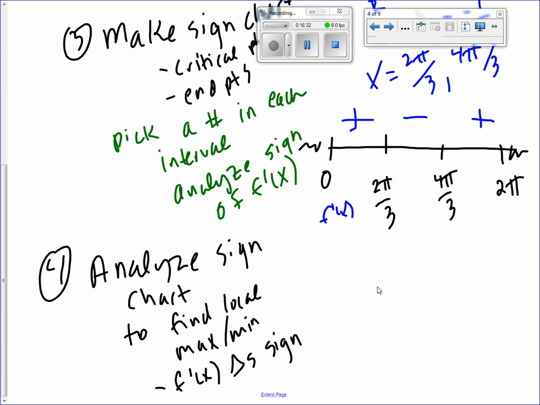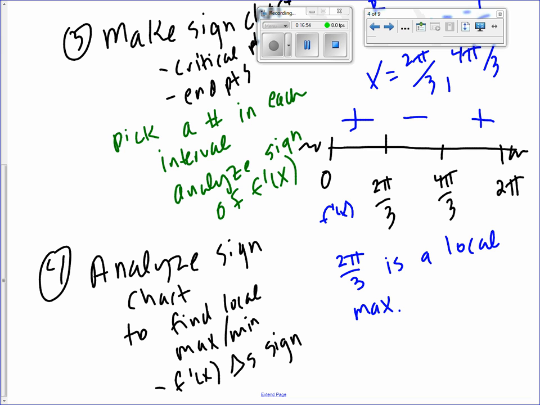Well, it's positive and then it switches to negative. It's a, what kind of minimum? It's a local min, right? So 2 pi, sorry, it's a maximum. Did we say minimum? Yep, I'm sorry. You're right, maximum. Yep, 2 pi over 3 is a local maximum.